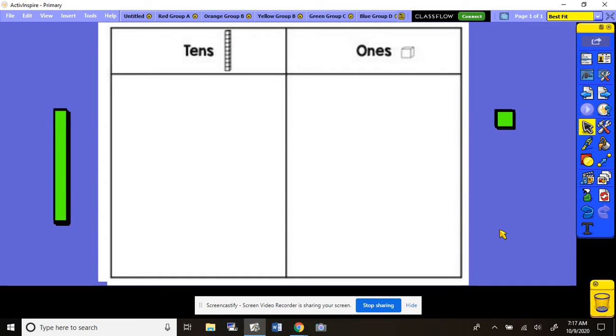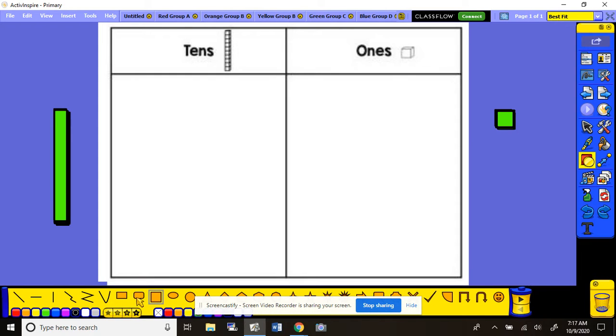Hey friends, let's talk about place value. So we've been learning about place value in math, thinking about tens and ones. And so today we're going to discuss how to count tens and ones and what that means in place value. So I'm going to start with a number.